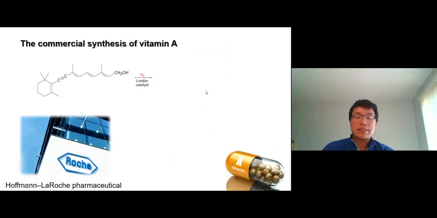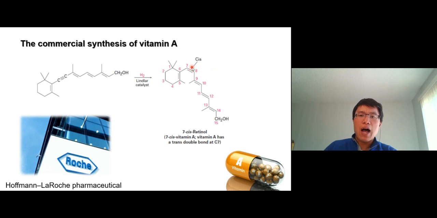All right. Some examples. This is a real life example. One is from a pharmaceutical company called Hoffmann-La Roche. I don't know how to say it. Anyway, this company synthesized vitamin A from this alkyne analog. They use Lindlar's catalyst to add hydrogen onto this alkyne to form the cis isomer of the product, and this is vitamin A. And they do this on a large scale, and you sell it.